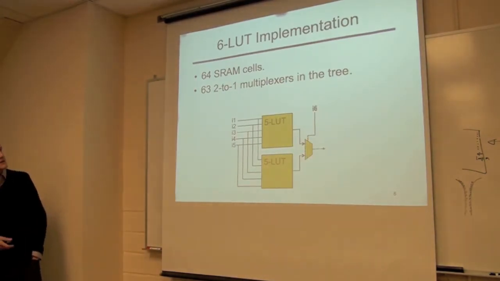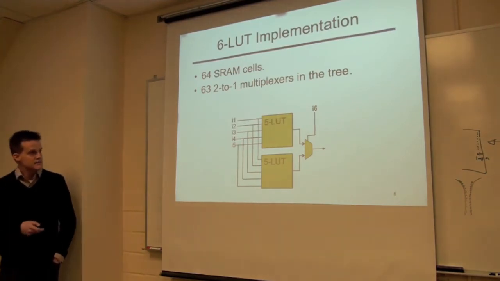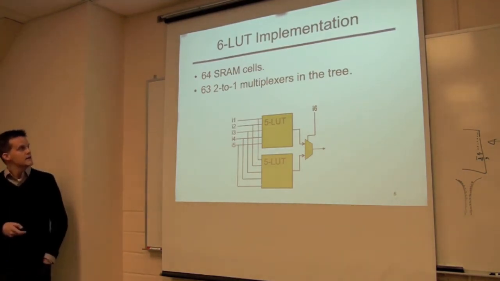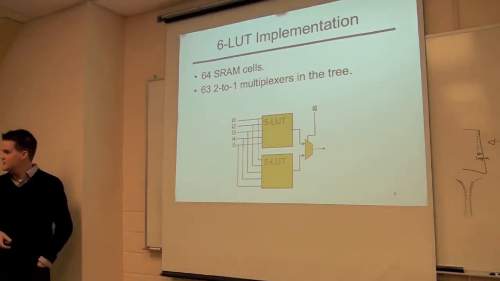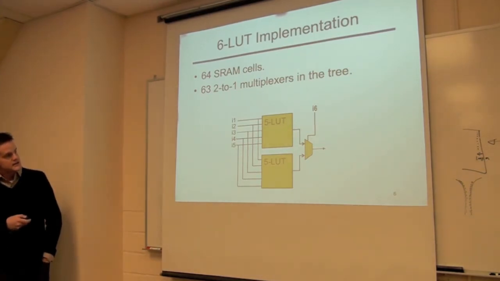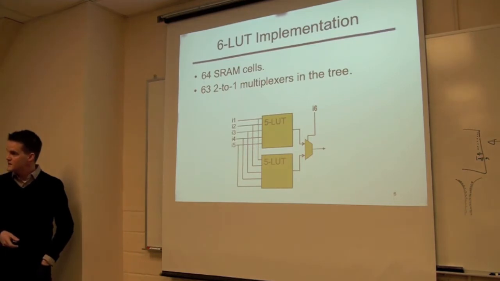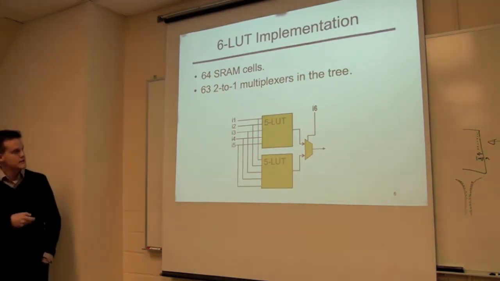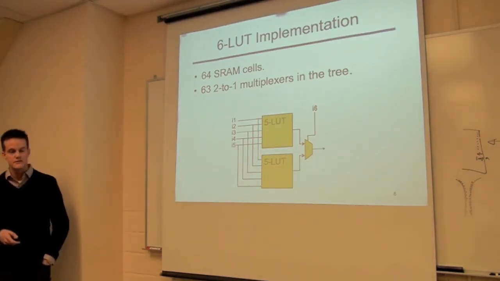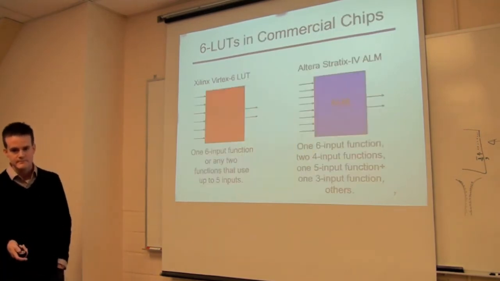I'll tell what fracturable is in a moment, but just to remind everyone, what is a 6-input lookup table? It has 64 SRAM cells, and basically a decoding tree with 63 2-to-1 multiplexers in that tree. Within a 6-LUT, you have here 2 5-LUTs, and one of the inputs is really selecting between those 2 5-LUTs, and the other inputs are the inputs to the 5-LUTs. They're shared between those 5-LUTs.